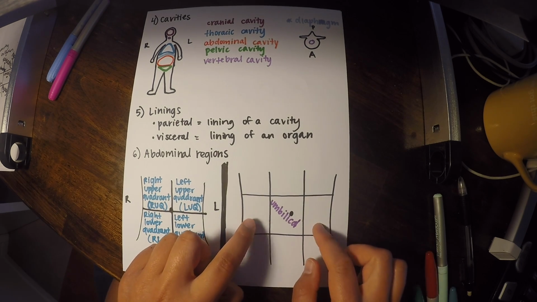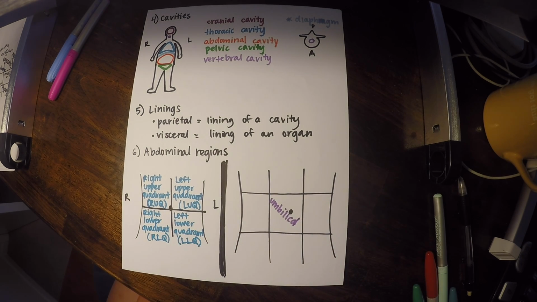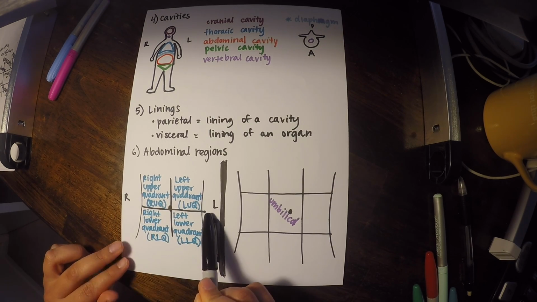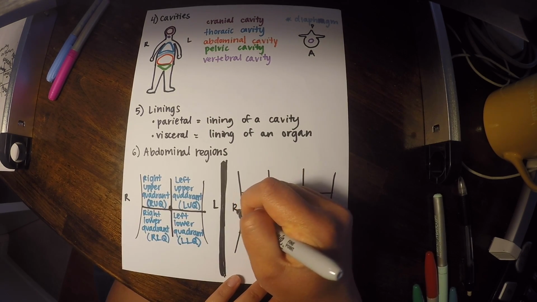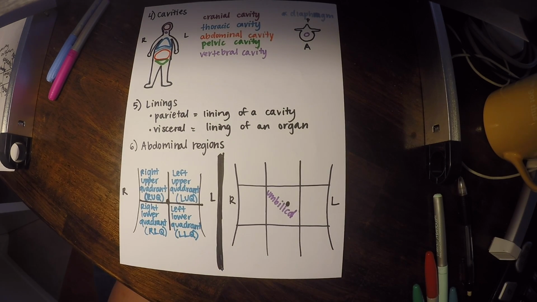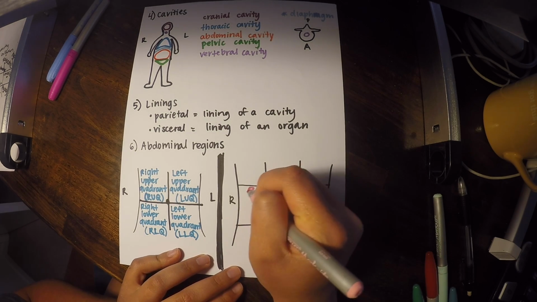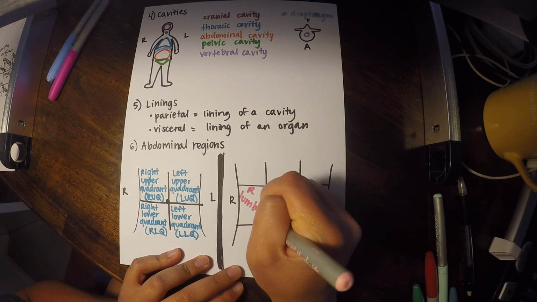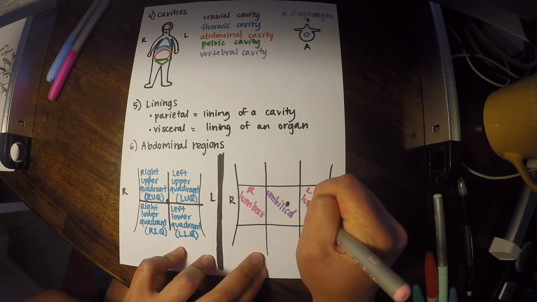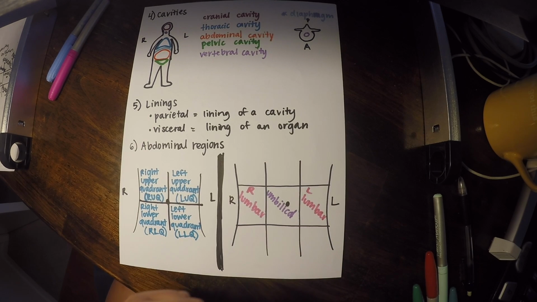Now, the ones to the sides of the umbilical region are going to be called the lumbar regions. But remember, just like we did here, we're looking at anatomical position. This is the right and this is the left. So we're going to do the same thing. This is the right of someone's body or belly, and this is the left. Now, this is going to be their right lumbar region, and this is going to be called their left lumbar region.